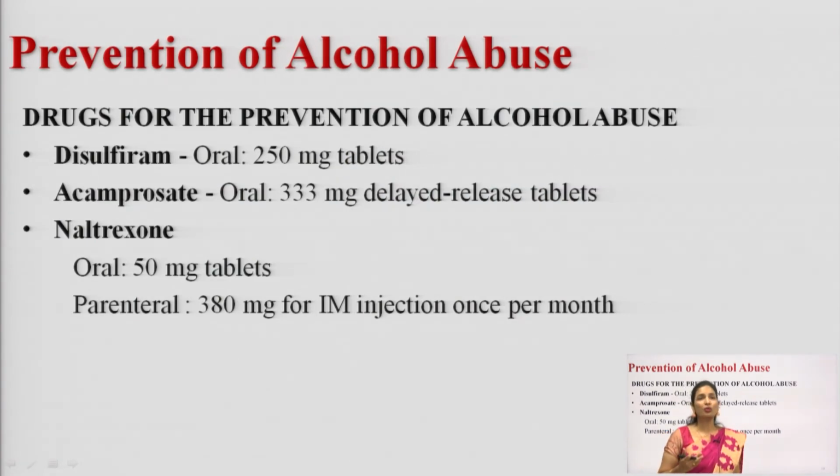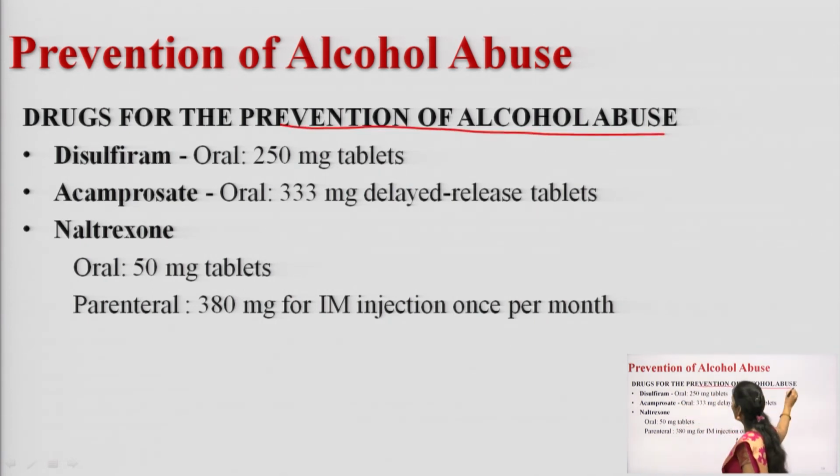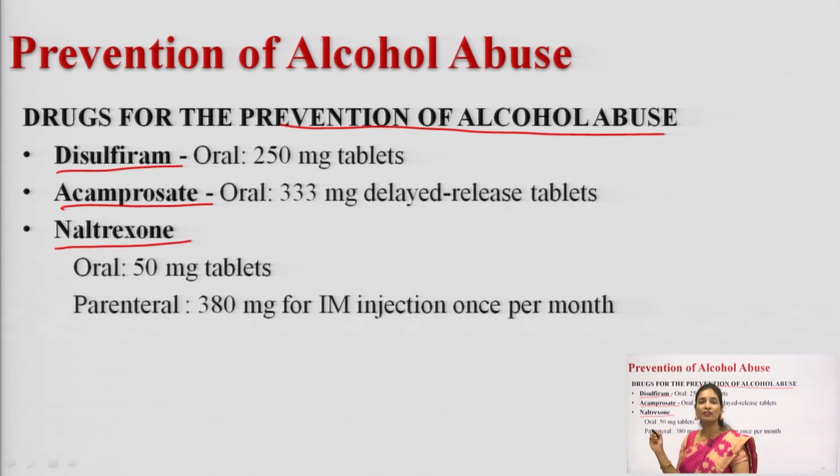So, what is the dose and how can you prevent alcohol abuse? To prevent alcohol abuse, what do you have to take here? Disulfiram. Disulfiram is a drug to prevent alcohol abuse. Next one, acamprosate, is also another drug used to treat alcohol abuse. And the next one is naltrexone, which is also used to treat alcohol abuse. For a person with alcohol abuse, you can give these three drugs: disulfiram, acamprosate and naltrexone.